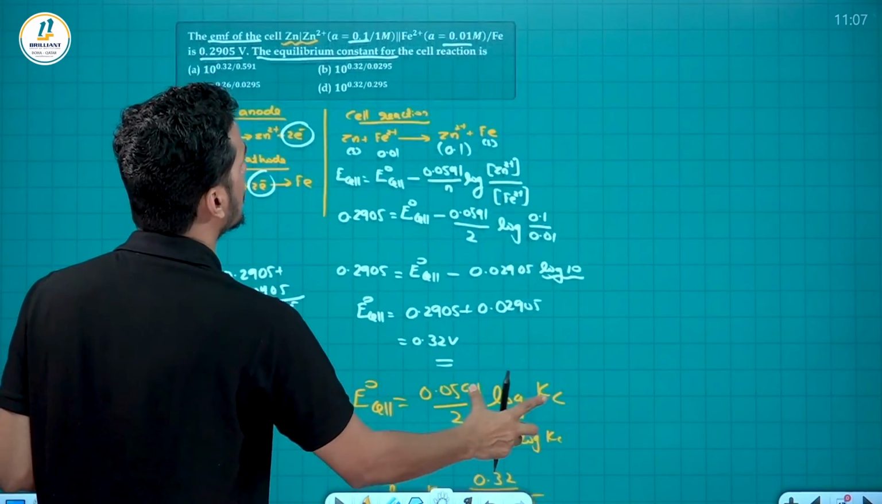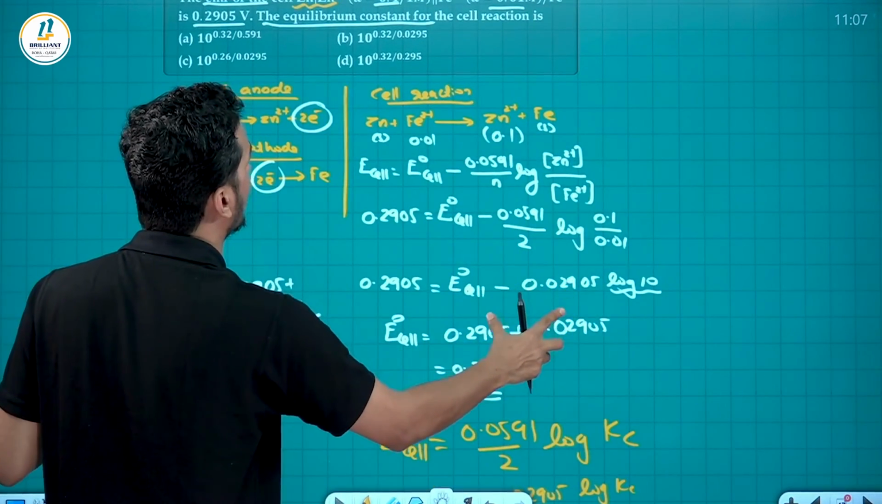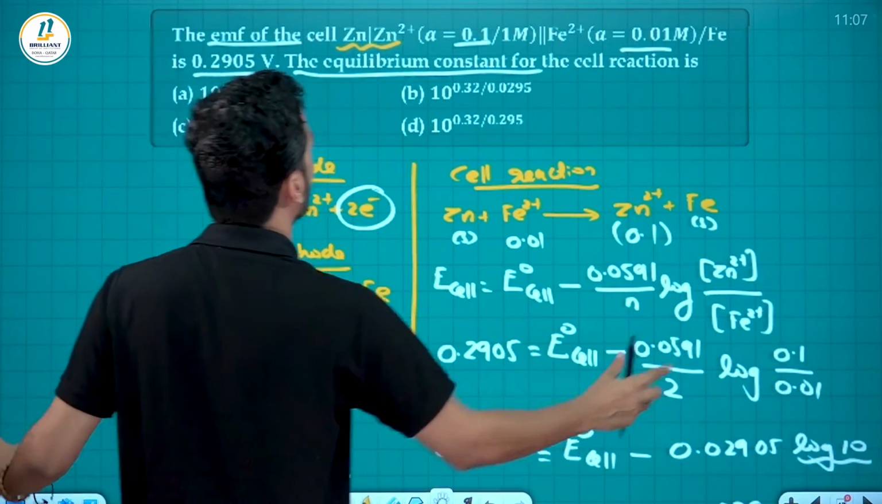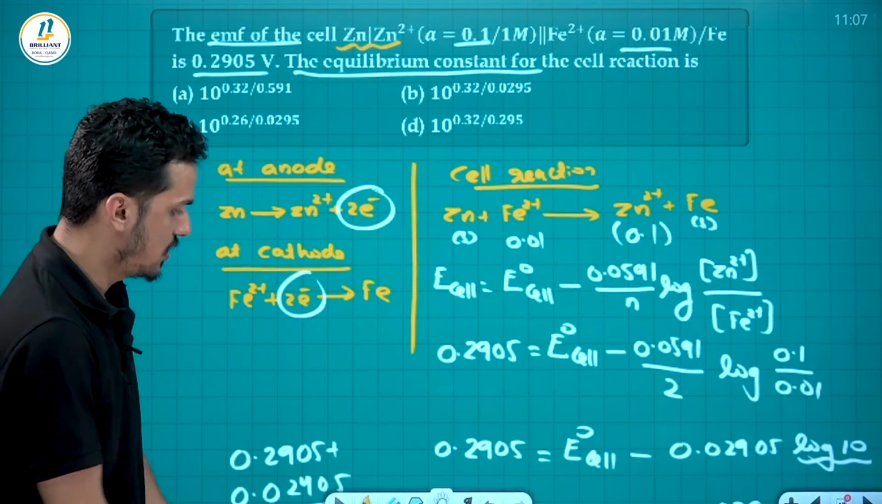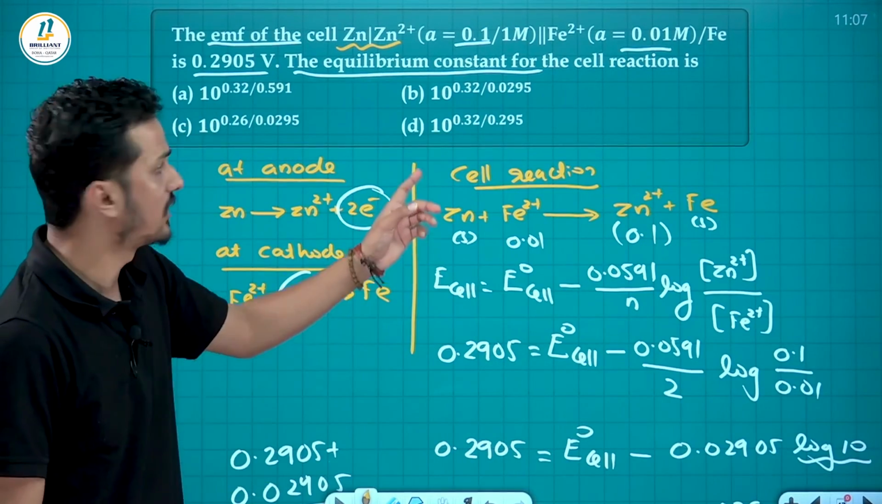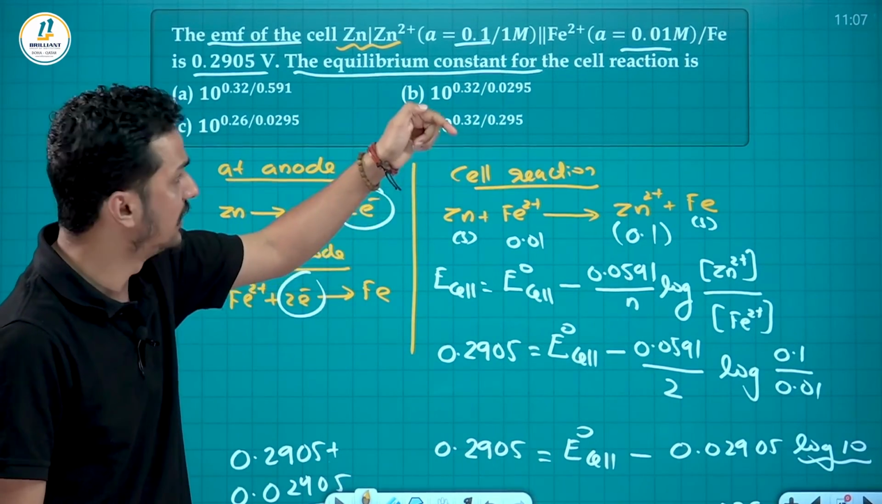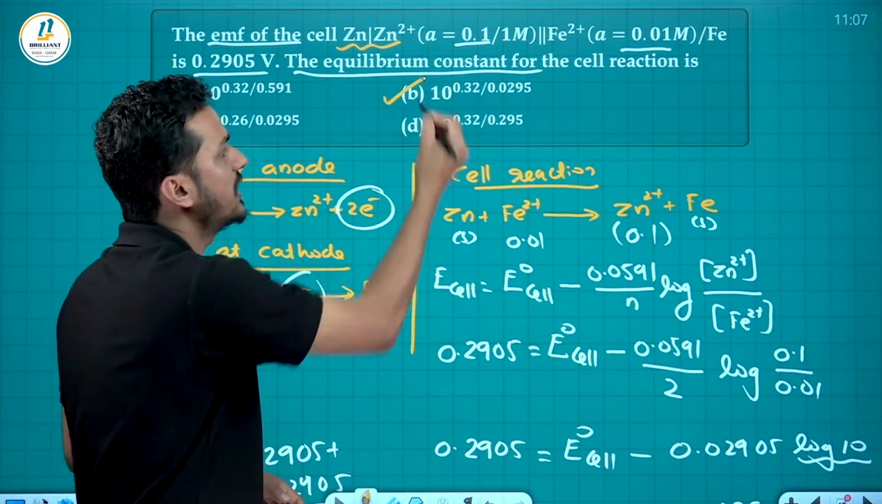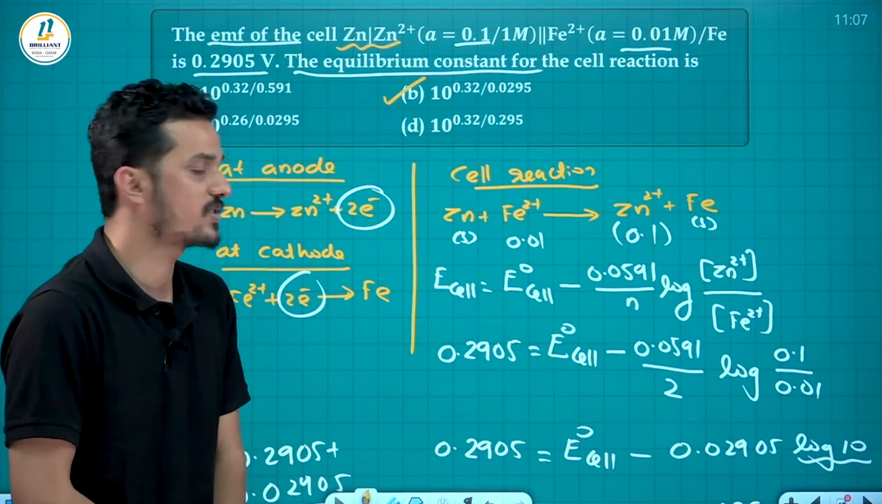Listen to me carefully, guys. Yes, there is an option like that: 10 to the power 0.32 divided by 0.0295. Option B is the correct answer.